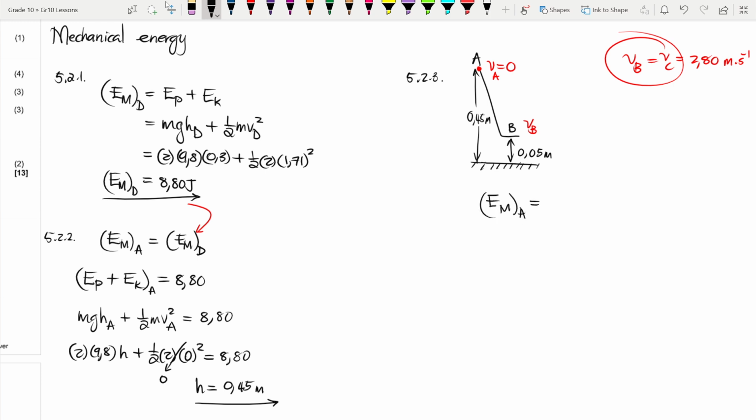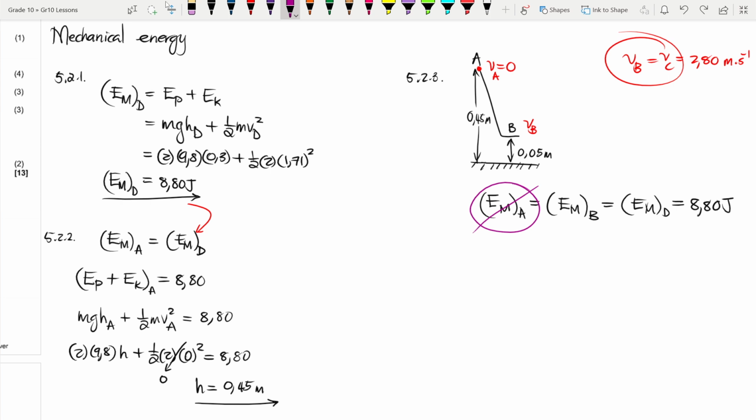And this is always what we do. If you look at this, it's always what we do. So no reason to get this one wrong actually. Equal to EM at B. We already know the EM because this is indeed equal to EM at D. I can do that and say the EM should be equal to 8,80 joules. And then, because I'm not looking for any value at point A, I can go ahead and just discard this thing here for A. I can just get rid of that. Then I can work with EM at B.